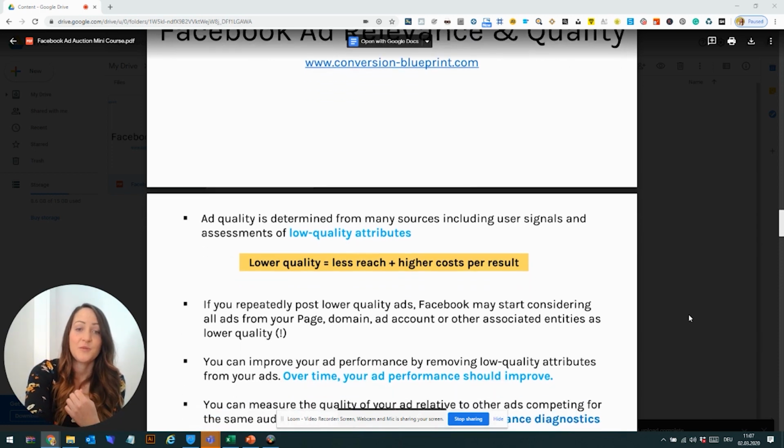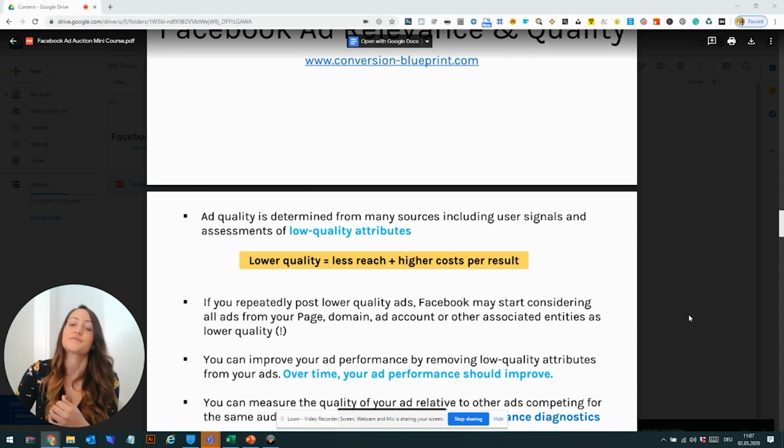If you repeatedly post lower quality ads, and the lower quality is determined by Facebook, so it's not your personal opinion if this is a good ad or not, this is actually measured by Facebook, then Facebook may start to consider all your ads from your page, your domain, your ad account, or associated entities like your Instagram as low quality. Pay attention to that.